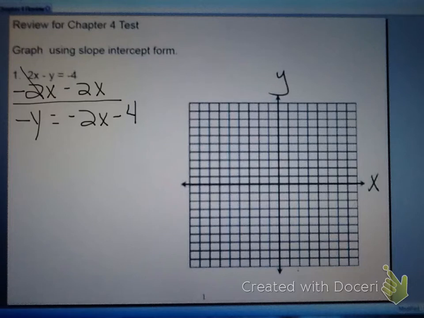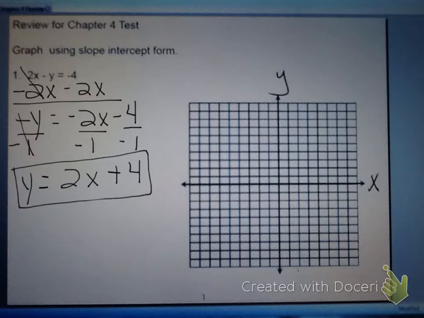I have to divide everything by a negative 1. And basically, the shortcut when you divide everything by a negative 1 is it changes the sign. So that's a positive 2x plus 4. So this is in slope-intercept form. Always identify your m, and I'm going to put this over 1 because I'm going to plot my points using rise over run. My b is 4, which is the ordered pair 0, 4.